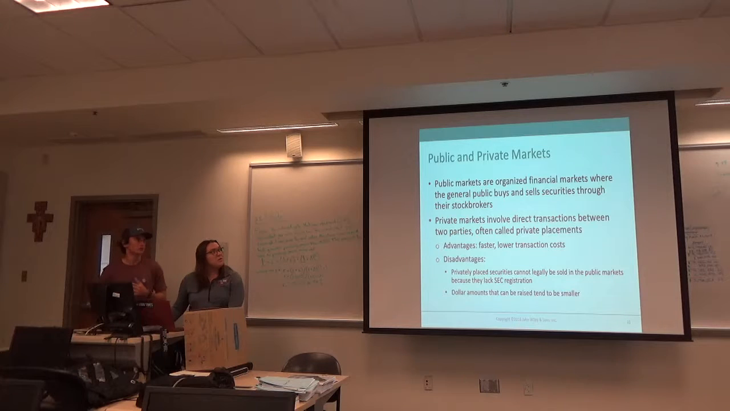This talks about the difference between public and private markets. Public markets are organized financial markets where the general public buys and sells securities through their stockbrokers, whereas private markets involve direct transactions between two parties, often called private placements. Some advantages are that it's faster and has lower transaction costs. Some disadvantages are that privately placed securities cannot legally be sold in the public markets because of the lack of SEC registration, and the dollar amounts that can be raised tend to be smaller.